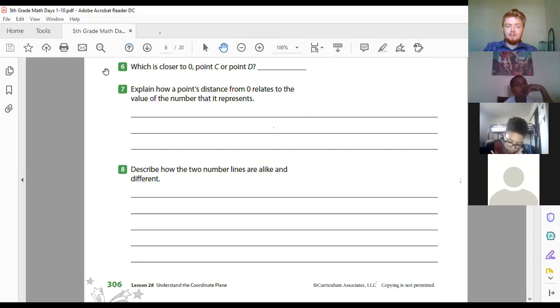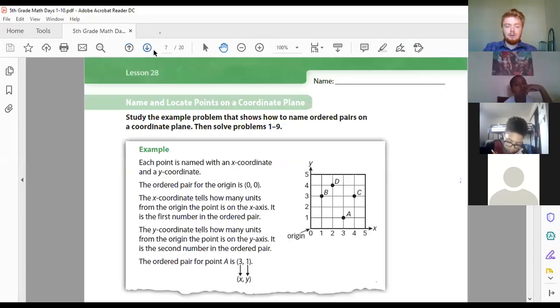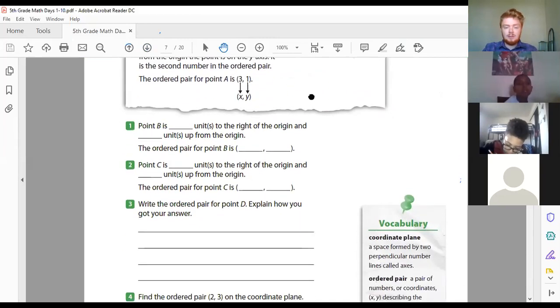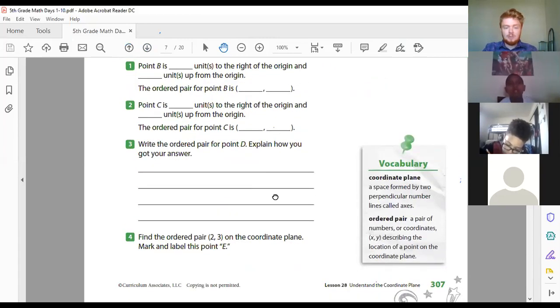Come on, computer. Aha, did it work? I think it did. Okay, it wants us to do the example one? Cool.